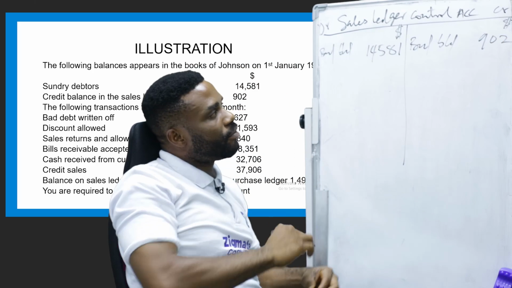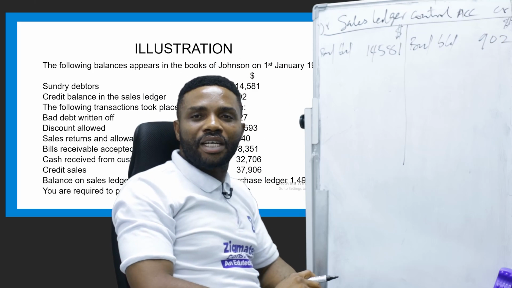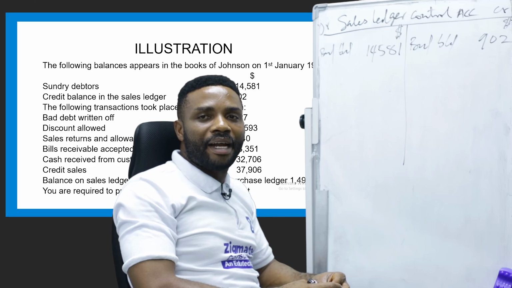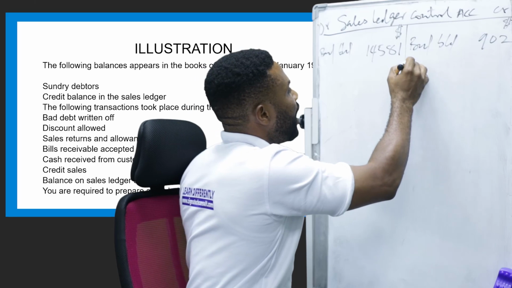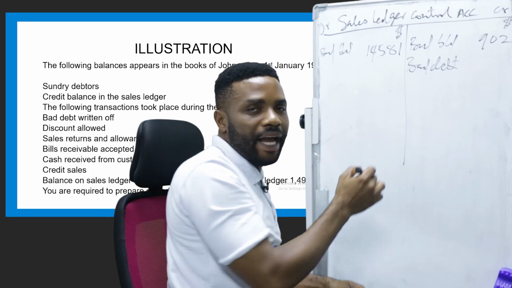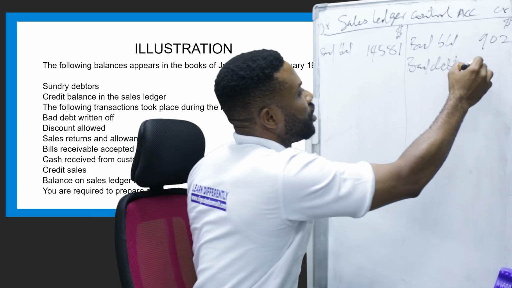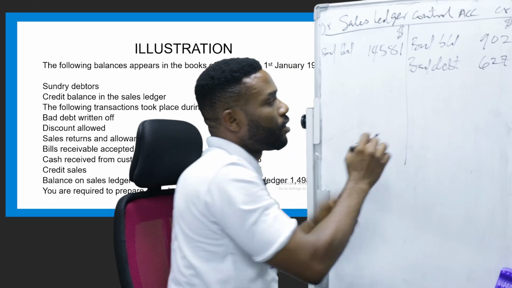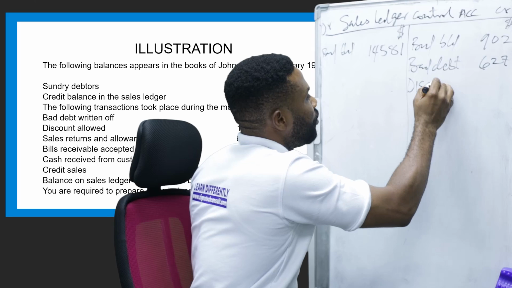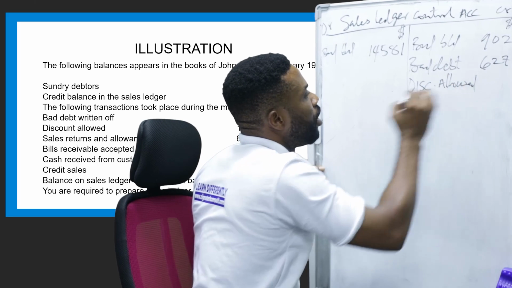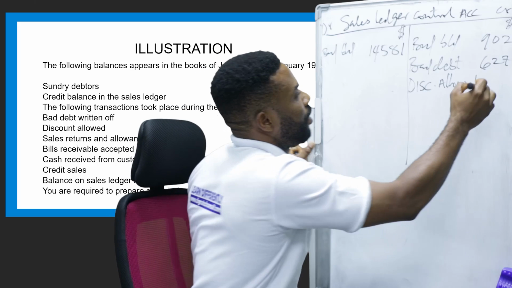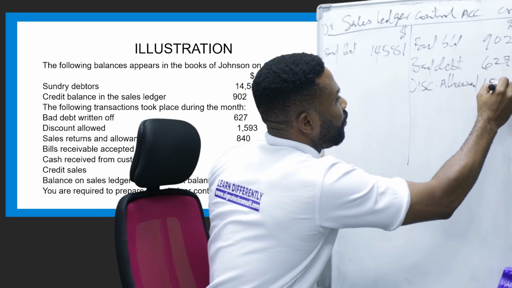902. That's that. Then the next transaction there is bad debt written off. Remember we said bad debt is a debt that is not recovered. So you come here, bad debt. It will reduce what they are owing you. So bad debt there is 627,000. The next one is discount allowed. Discount allowed is 1,593.